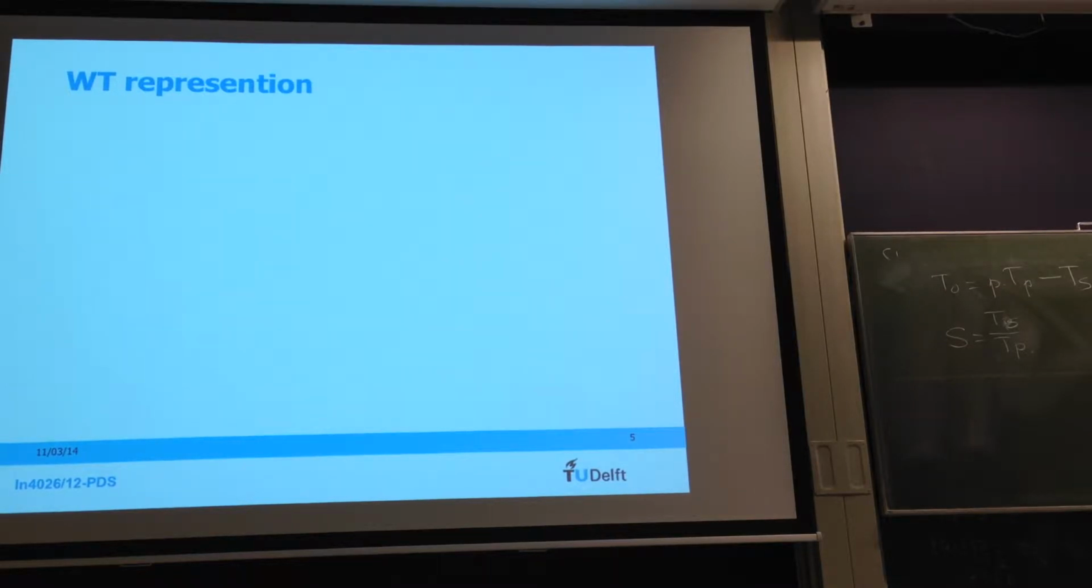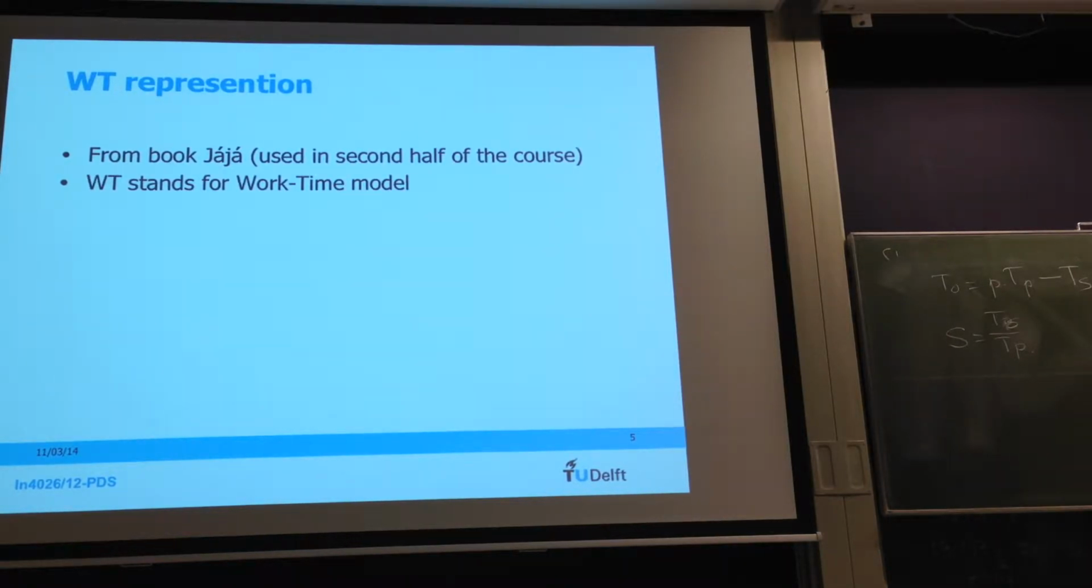Now I want to introduce the WT representation. WT is used heavily in the second half of the book of JaJa, and I guess Witteveen will use it to lead you through the algorithmic stuff. So it's good to also have a small introduction and use of this WT representation. It stands for work time representation. It's the work time model.